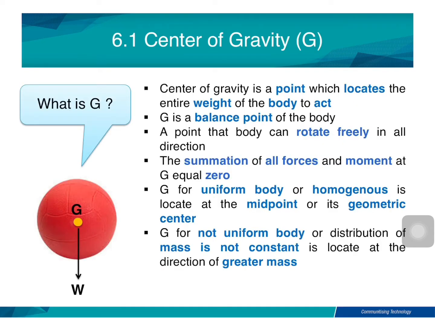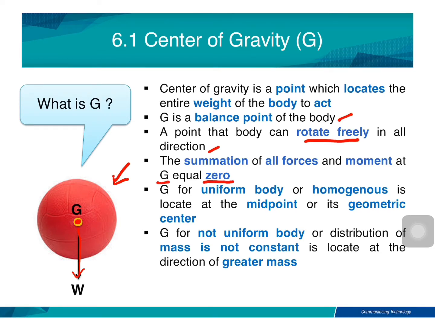Okay, now, what is the center of gravity? Normally, the center of gravity is represented by the point G. Look at this ball. The center of gravity is a point which locates where the entire weight of the body acts. It is the balance point of the body, a point where the body can rotate freely in all directions. The summation of all forces and moments at the center of gravity is equal to 0.